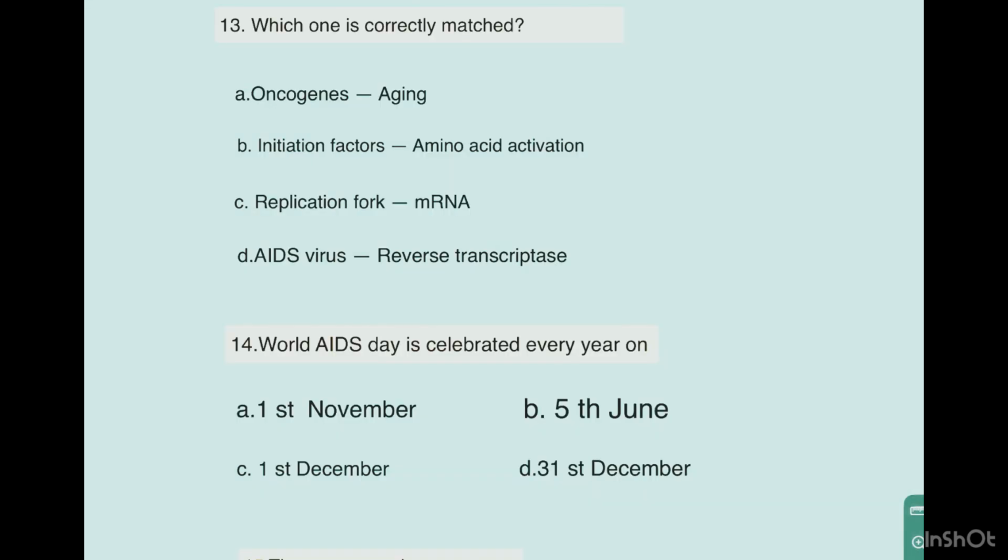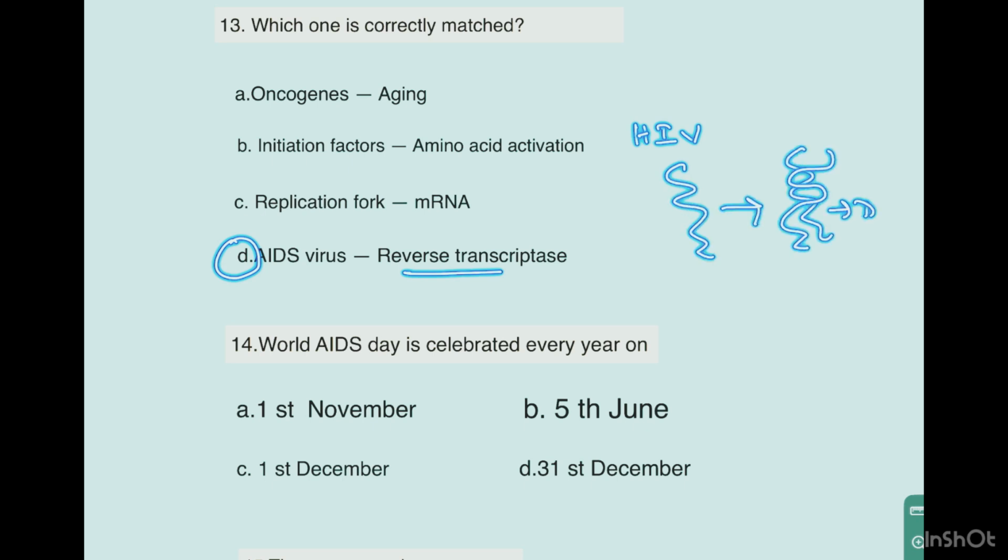Coming to the next MCQ, which one is correctly matched? So here D, AIDS virus, reverse transcriptase. The HIV virus possesses a single-stranded RNA molecule. This single-stranded RNA molecule gets converted into a double-stranded DNA molecule with the help of the enzyme reverse transcriptase, and this DNA molecule then gets integrated into the host DNA.